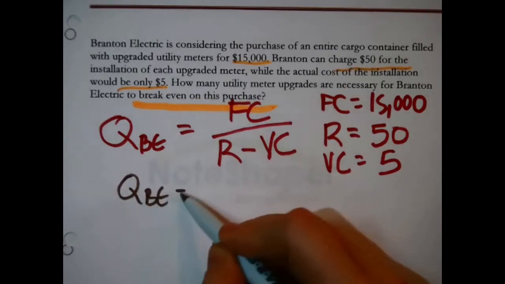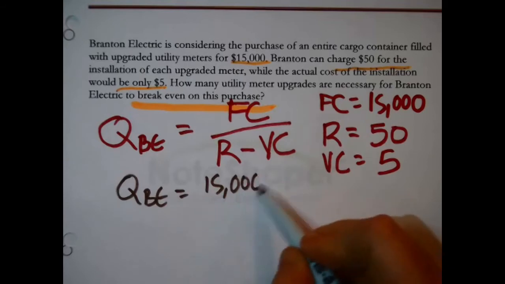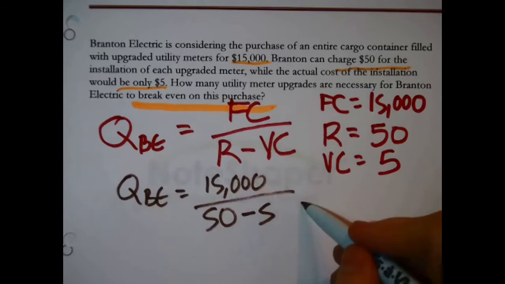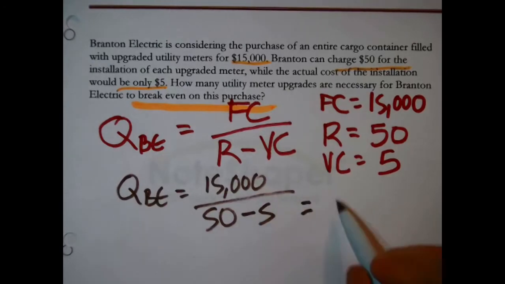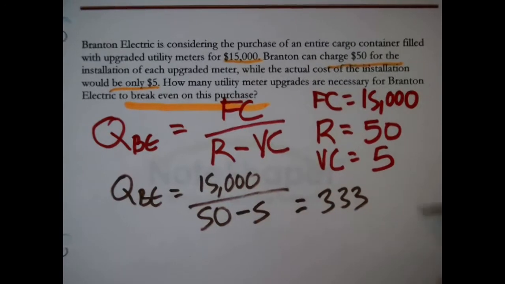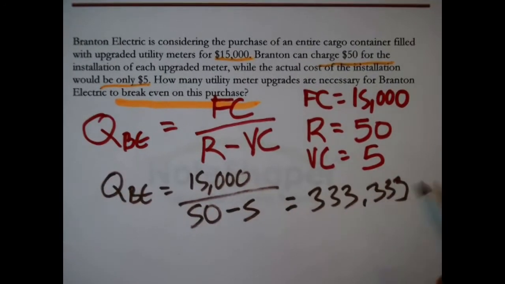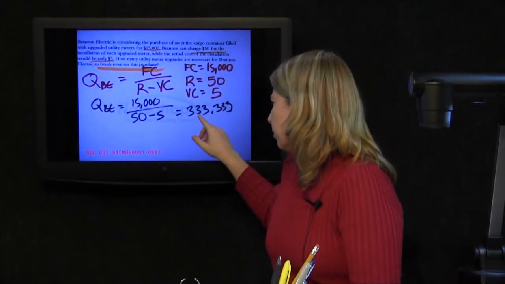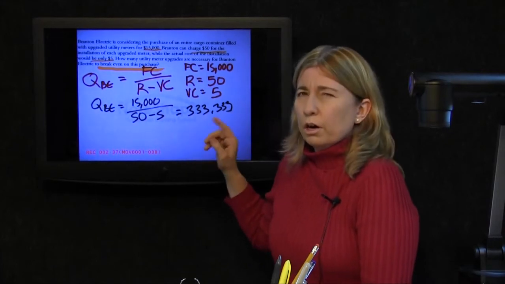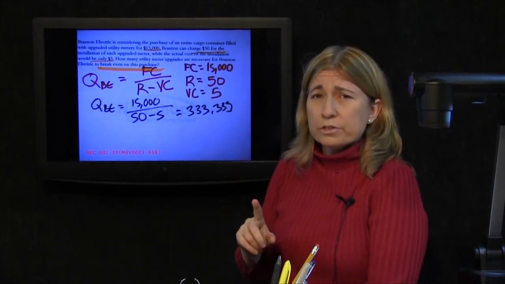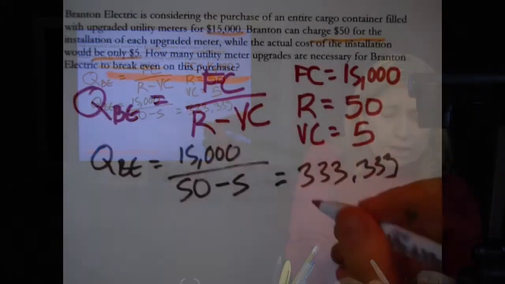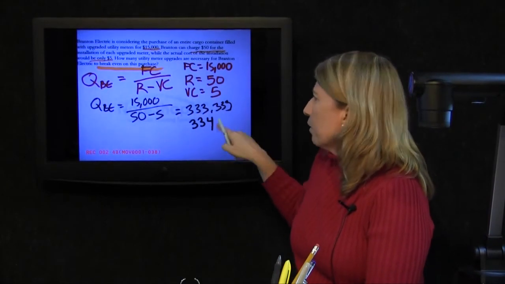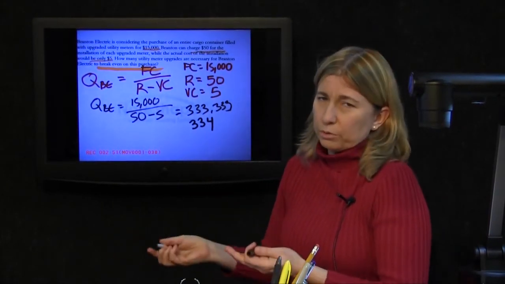Branton's break-even point would be 15,000 divided by 50 minus 5, or 15,000 divided by 45. I get on my calculator 333.333, like a third, basically. Now, there's no such thing as 333 and a third utility meter upgrades. Therefore, they have to go one more. They have to produce just beyond that in order to cover their costs, because that's actually what we're calculating here.